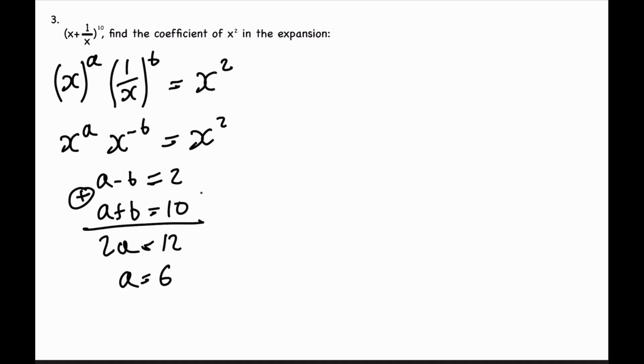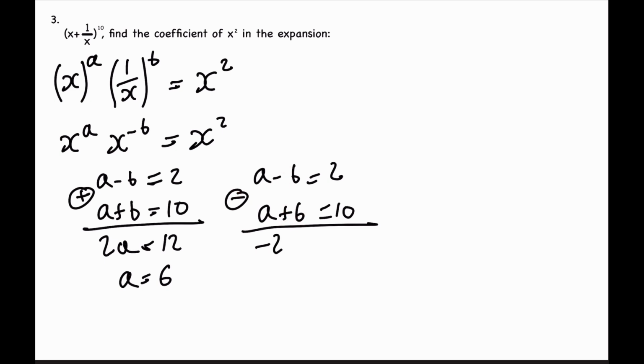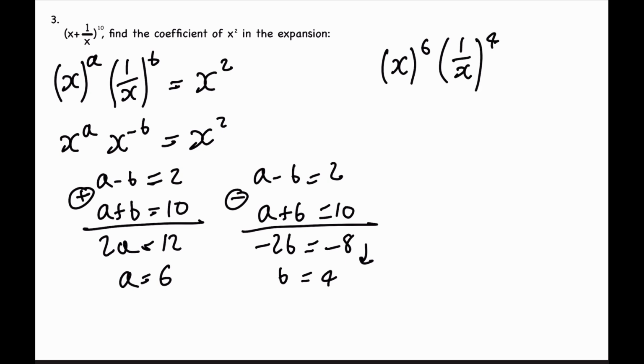If we subtract the equations, we get a minus a, which is 0, and then minus b minus plus b, which gives minus 2b, is equal to 2 minus 10, which is minus 8. We can divide by minus 2 on both sides and we get b is equal to 4. So the powers of the terms would be x to the power of 6 times 1/x to the power of 4. Or you could have substituted a into either of these equations to find b instead of doing this long step.